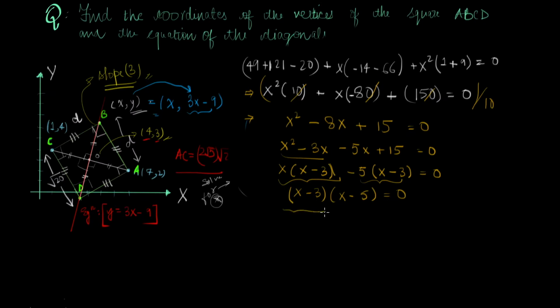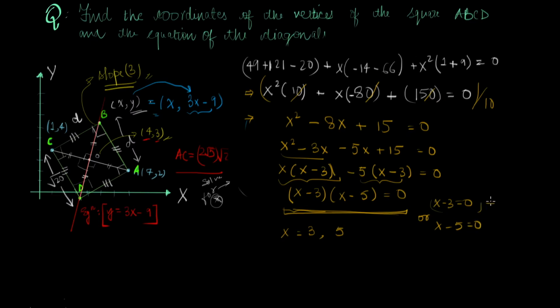Therefore, if this is our equation, then two factors give you 0. That means either one or both of these factors are 0. That means x can be 3 or 5. And the reason I say that is because x minus 3 can be 0 or x minus 5 can be 0.